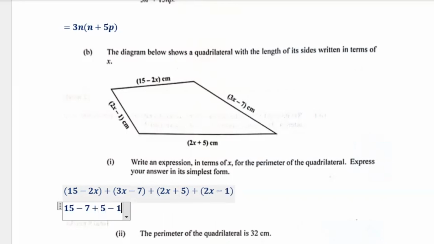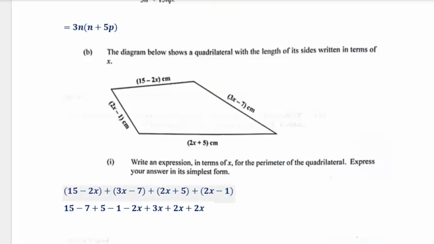And now we've taken care of all those, we can start writing the ones with the variables and the coefficients. So we'll have a minus 2x, then a plus 3x, then a plus 2x, then another plus 2x. And now we can go ahead and simplify. So 15 minus 7 will leave us with 8, 8 plus 5 will give us 13, and 13 minus 1 will give us 12. So from our constants, we have 12.